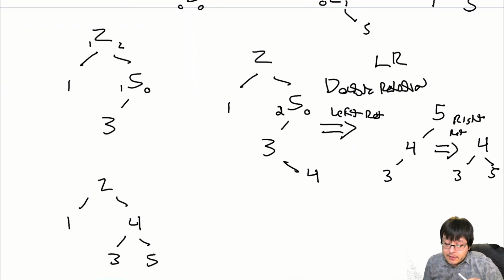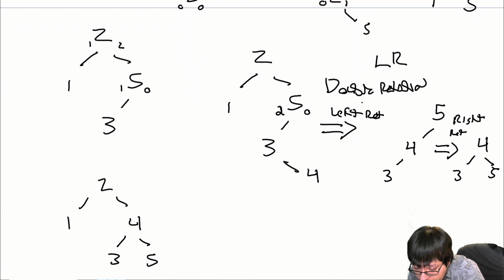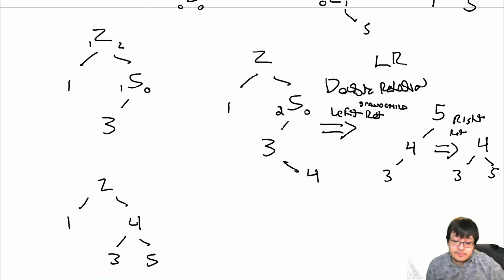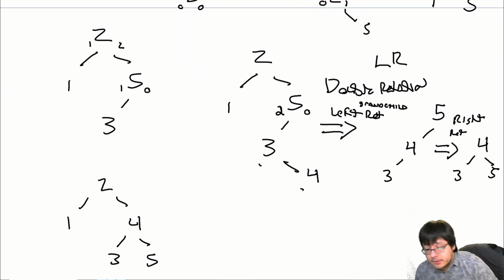Again, you can consider this to be right heavy at the beginning. So you do left, and then it's right heavy, you do right. But I suppose this left rotation is on the grandchild, because you're doing it here versus here's on the child.